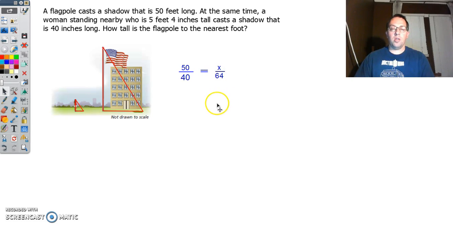A little bit easier. Okay, so all we've got to do now is cross multiply and divide. 50 times 64 divided by 40, and x equals 80. So our flagpole is 80 feet tall.